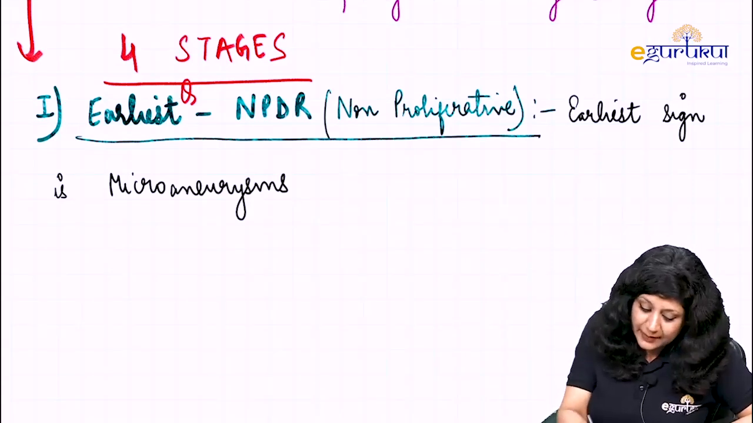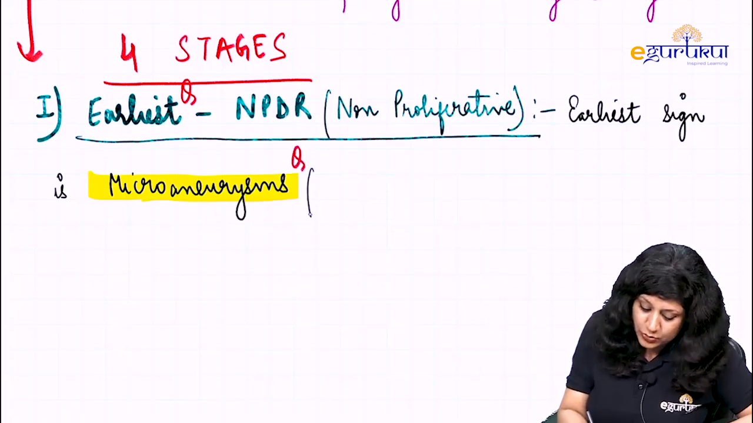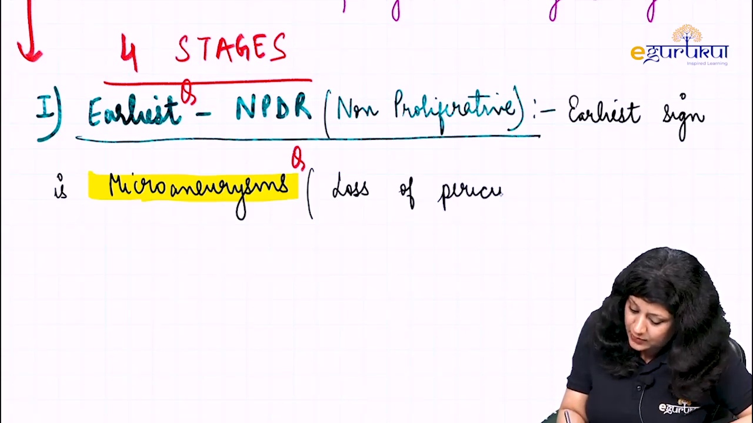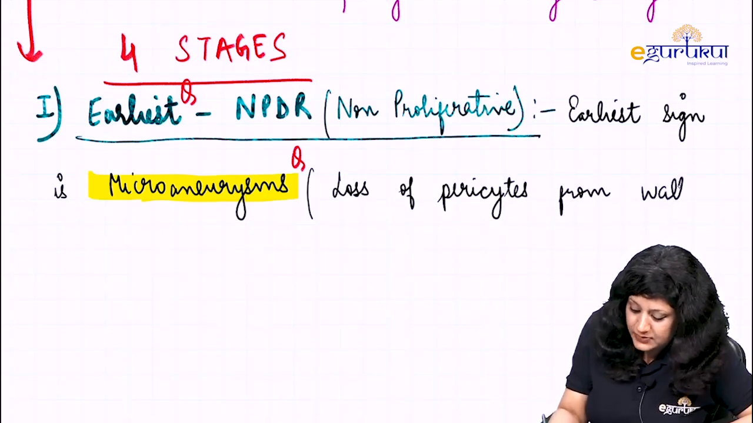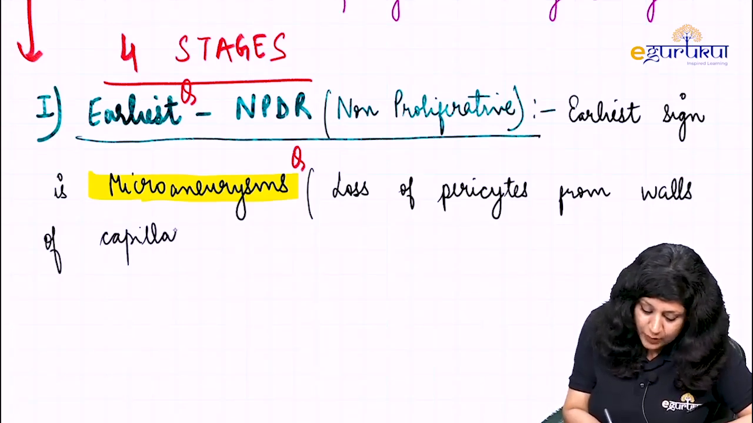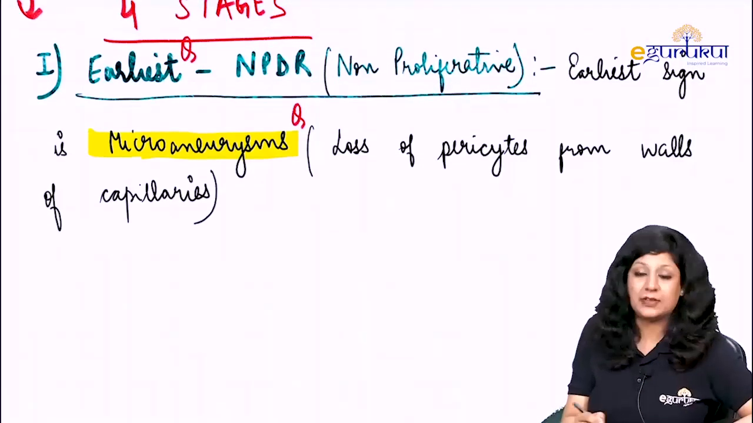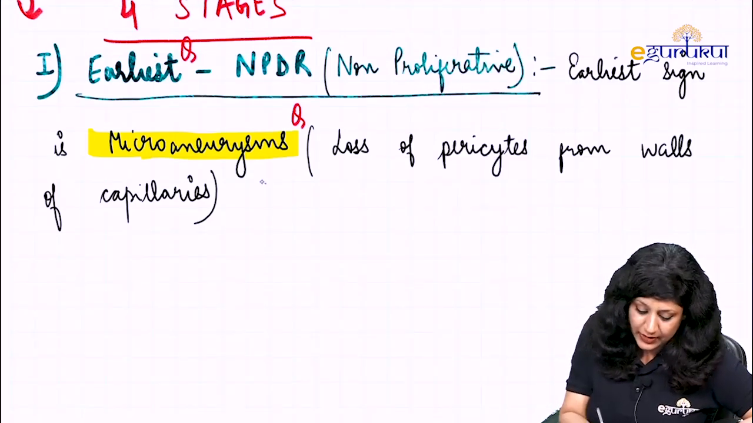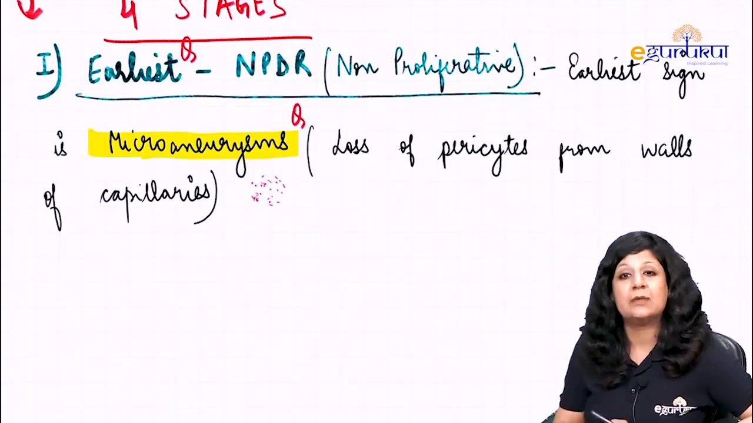And why are we getting these microaneurysms? The microaneurysms are due to the loss of the pericytes from the walls of the capillaries. So, due to the loss of the pericytes from the capillary walls, there is dilatation of the capillaries. So you are getting very small, pinpoint hemorrhages in the microaneurysms.